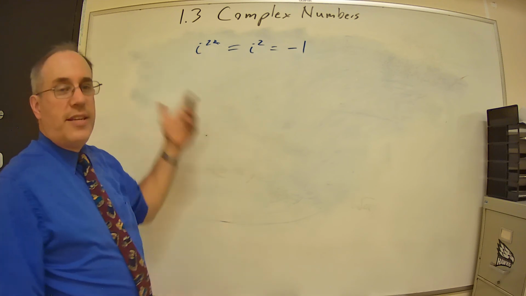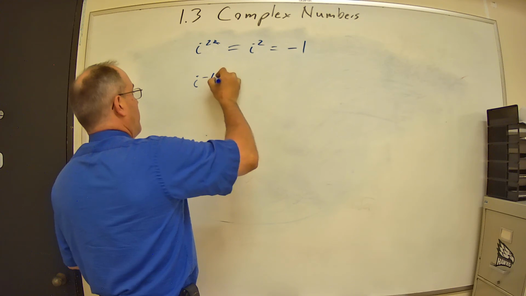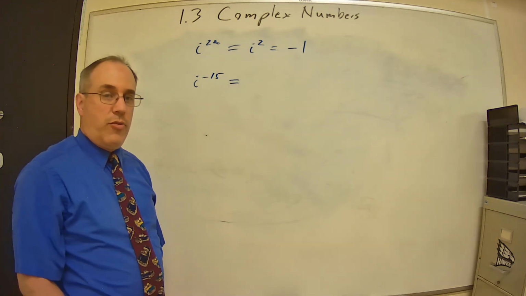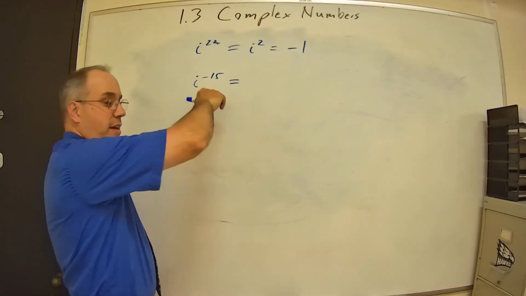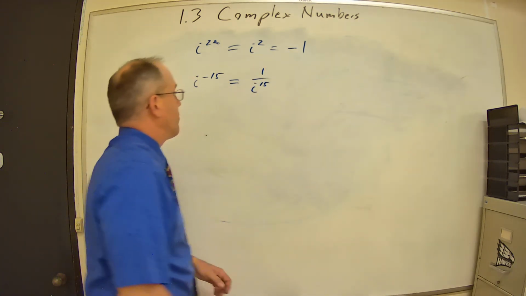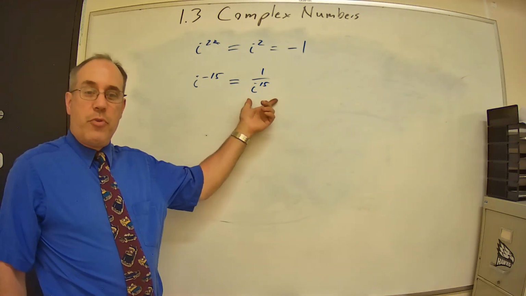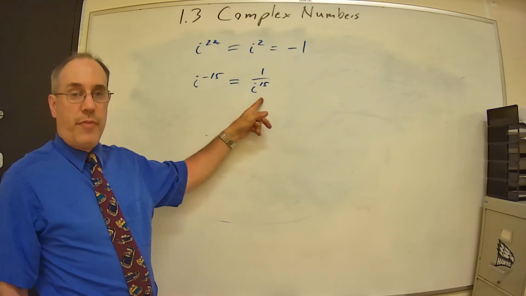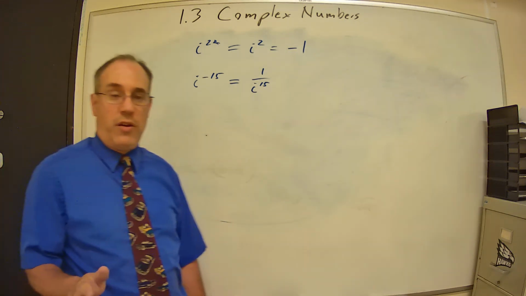But what if this is a negative? What if I have i to the -15? Well, what's that going to do to us? If you have a negative exponent, that says this is 1 over i to the 15. What do you do if you have an imaginary number in your denominator? The equivalent of rationalizing, right? We want to get that imaginary number out. Well, how do we do it? There are 2 options we can do here.